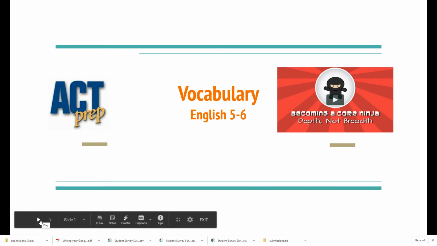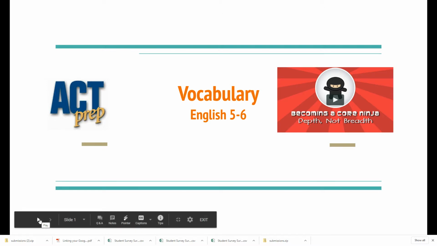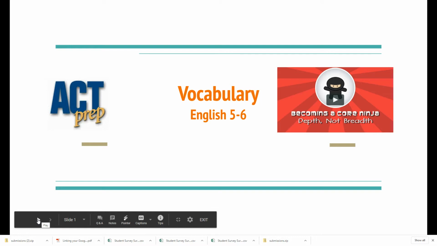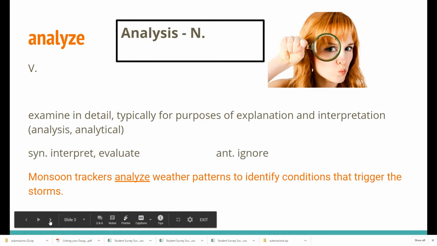The words will be in the questions, so it's really important that you are really familiar with those words so that as you're reading the questions on the ACT, you know exactly what the question is asking you to do. So make sure that you're paying close attention to how the words work. Also make sure that you're paying close attention to the synonyms and antonyms. Okay, let's get started with week 1. Week 1: analyze, compose, engage, demean, latent.